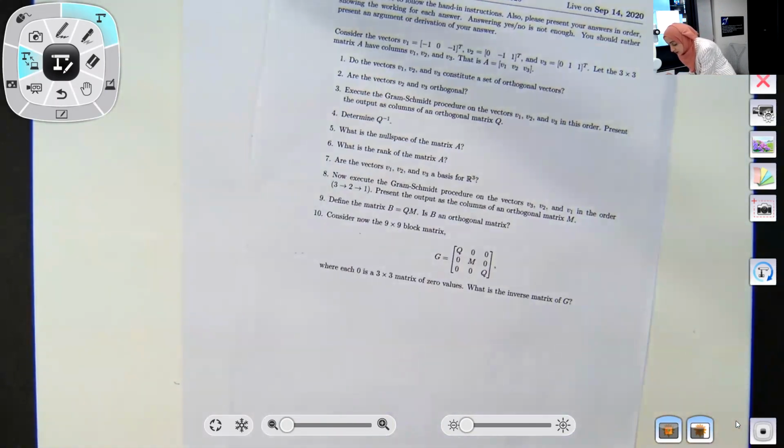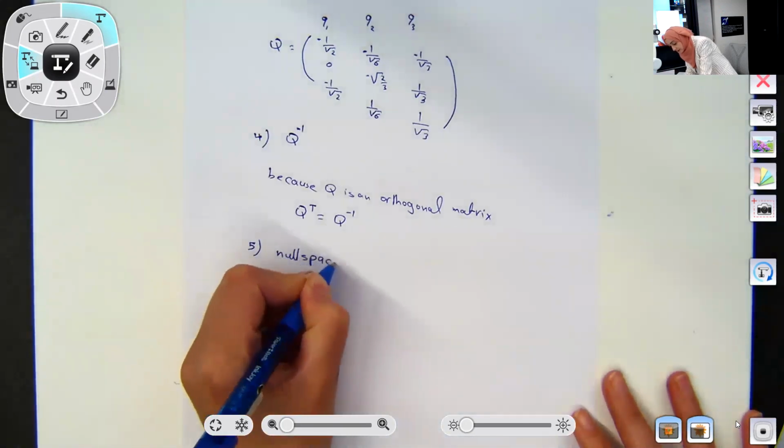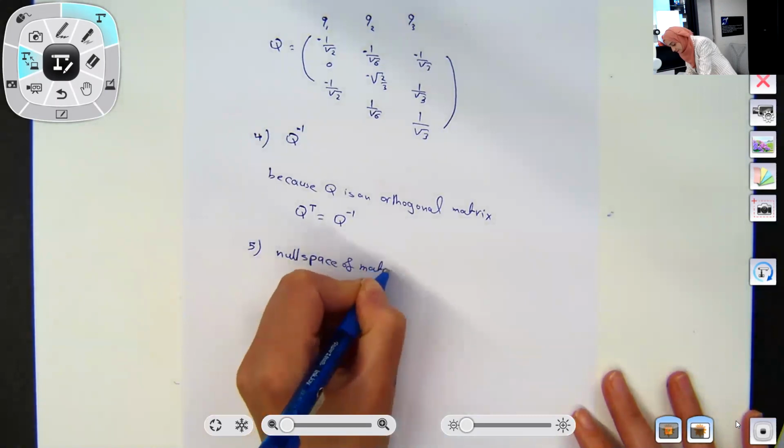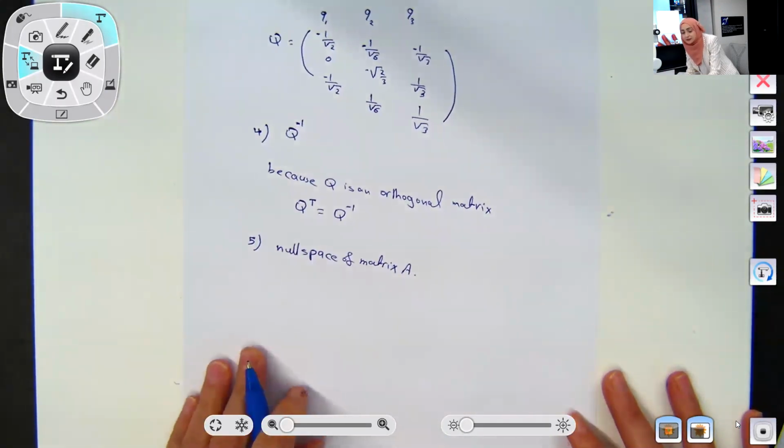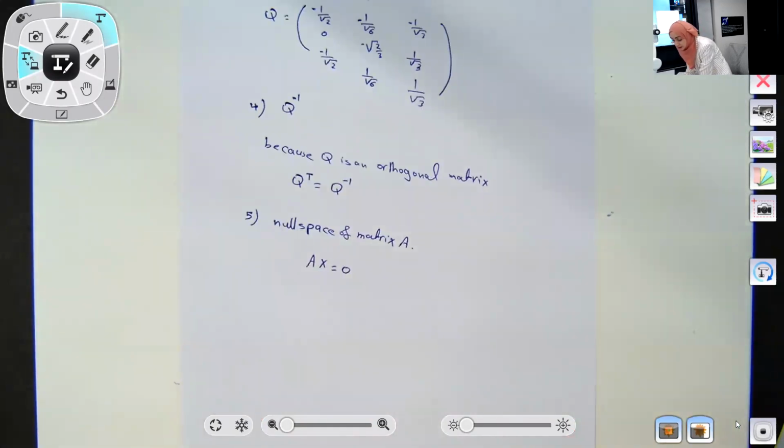In number 5, they ask, what is the null space of the matrix A? We need to find the null space of matrix A. In general, we can find the null space from AX equal to 0. And if you look back, we proved that the matrix A consists of linearly independent columns. So the null space in this case is equal to 0, only the zero vector. Because the matrix A consists of linearly independent columns, the null space is equal to 0.